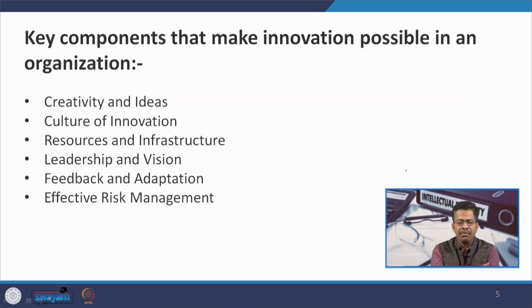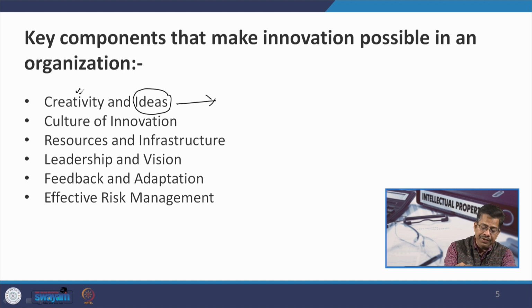Now, what are the important elements, pillars for making innovations in the organization? These are creativity and idea. However, it is also true that creativity is not the starting step of innovation. The starting step of innovation is an idea, and the solution on those ideas may come from creativity.